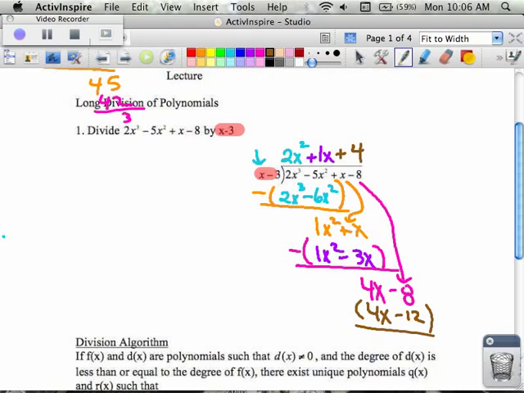And then I'm going to subtract off all that stuff. So I subtract it. And the 4x minus the 4x means there are no x's left over. And then minus 8 minus a minus 12 is positive 4. And back in the day, we could have written down remainder 4. But what we're going to do is we're going to go, it's 4 over whatever the divisor was, which was x minus 3. And that's our solution. 2x squared plus 1x plus 4 plus 4 over x minus 3.